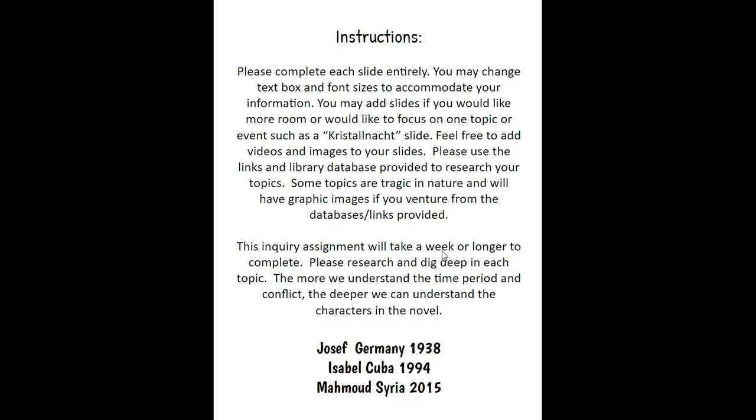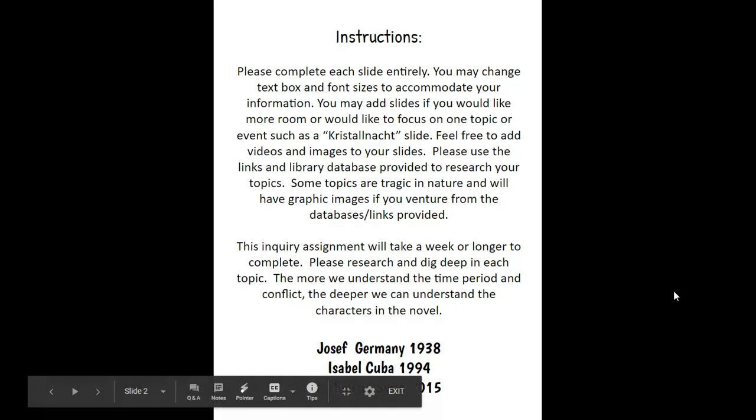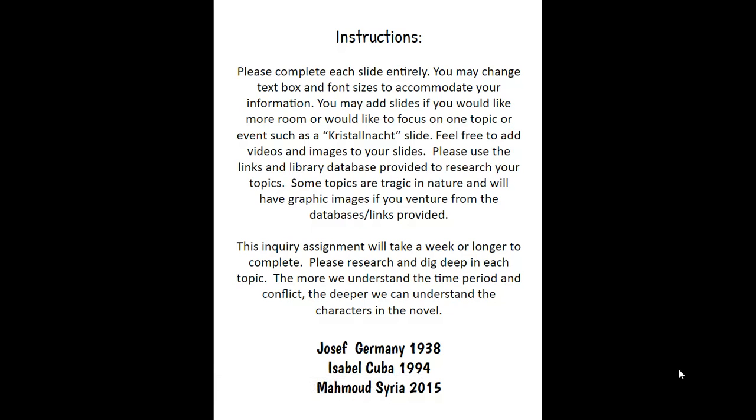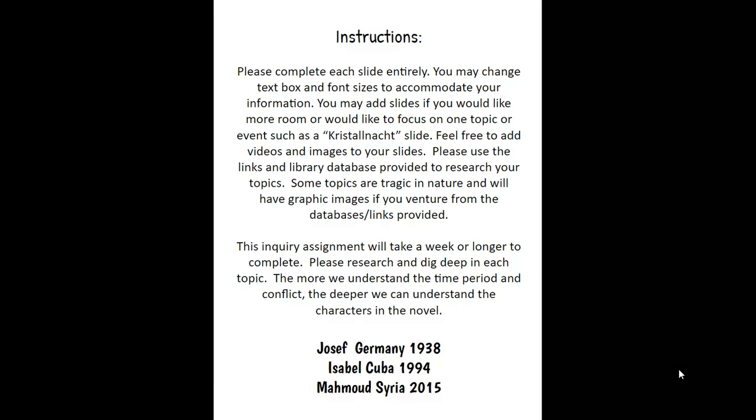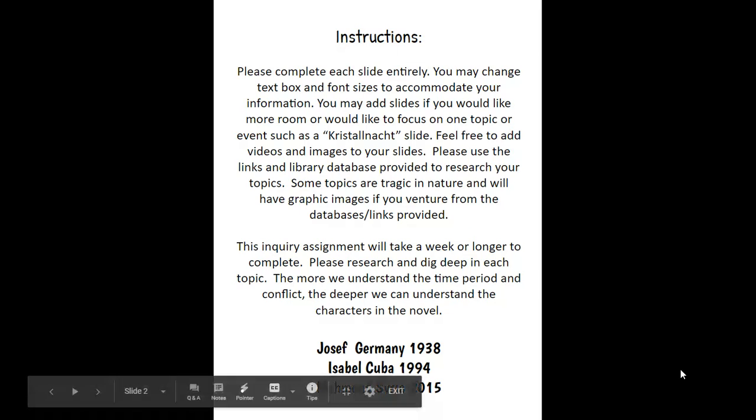This inquiry assignment will take a week or longer to complete. Please research and dig deep in each topic. The more we understand the time period and conflict of that time and place, the deeper we can understand the characters in the novel. So there are 3 characters that this novel follows, and it is in 3 different places and 3 different time periods. So Joseph is our protagonist in Germany, 1938. Isabel is in Cuba in 1994, and Mahmoud is in Syria in 2015.